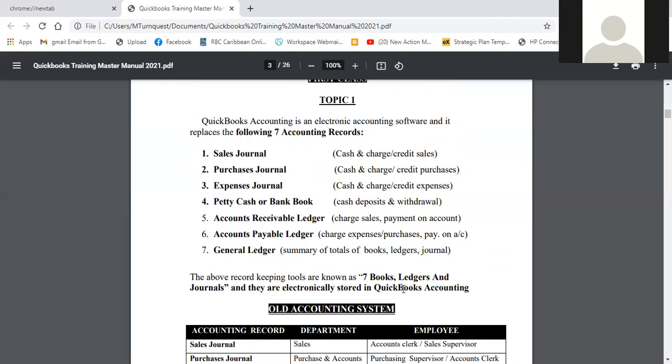We still on the purchase journal? No, we finished. We're on expenses now. We're on point 3.